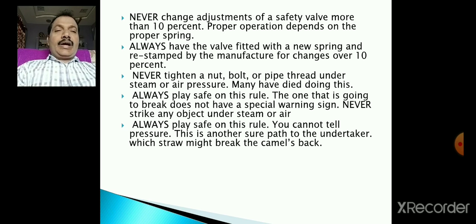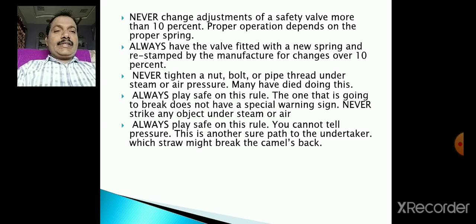Never change adjustments of a safety valve more than 10%. Proper operation depends on the proper spring. Always have the valve fitted with a new spring and restamped by the manufacturer for changes over 10%.